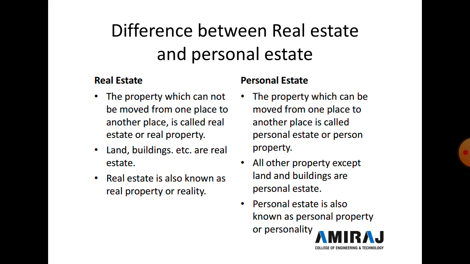Land and building cannot be moved from one place to another place, so they are called real estate, and personal estate is all other property except land and building, like building materials, furniture, etc. Real estate is also known as real property or reality, and personal estate is also known as personal property or personality.